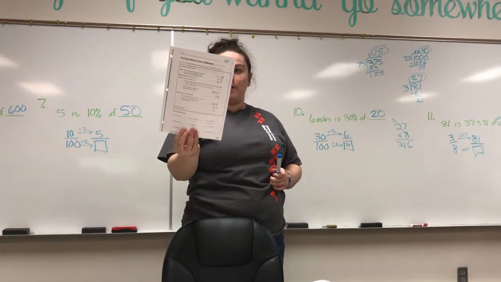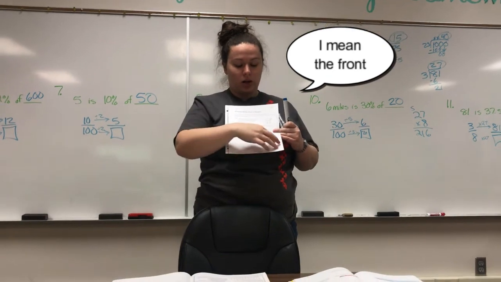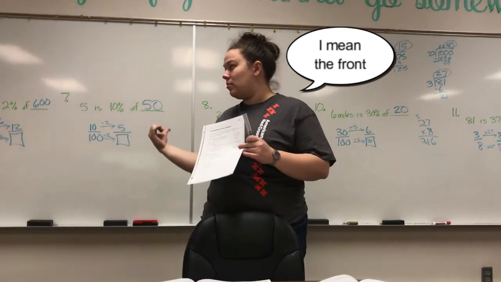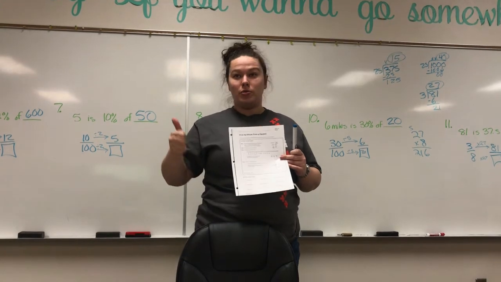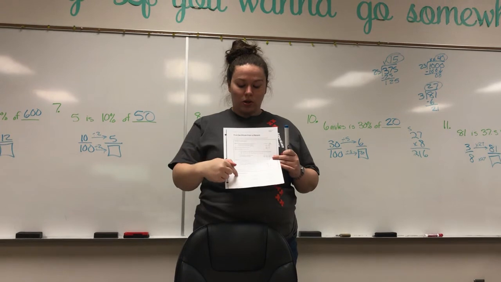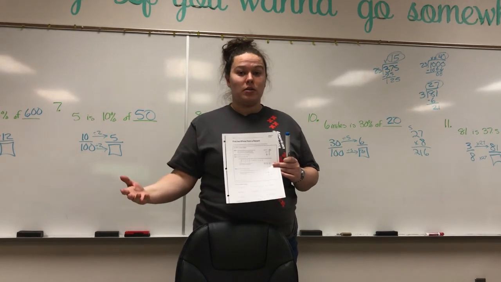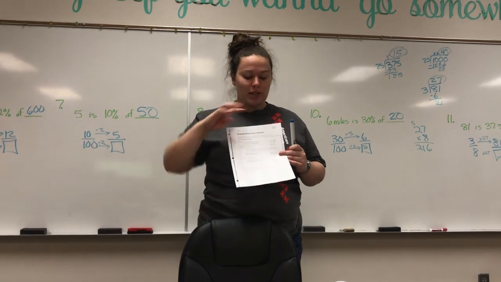Lesson 5.6. You need to do all of the top following these same things. Put the percentage over 100. Reduce as much as you need to. Put the whole number over a question box. Okay, and then try and find out what that missing question box is.